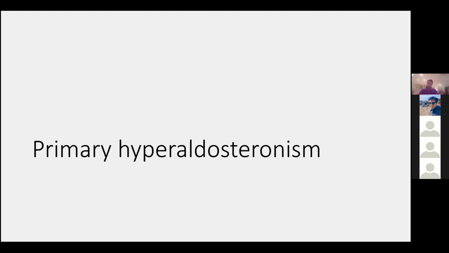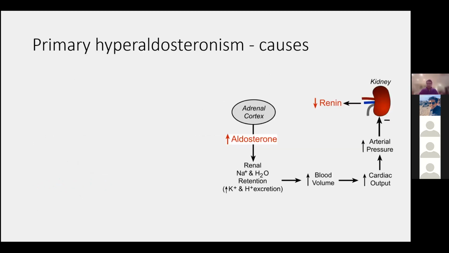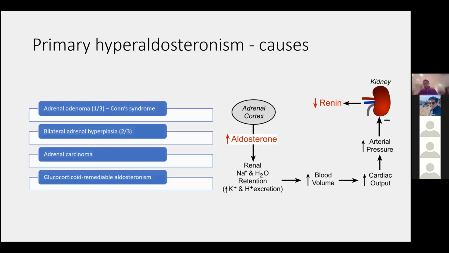So primary hyperaldosteronism. Here we have a diagram of what's going on. You have an excess production of aldosterone from your adrenal cortex. This acts on your kidneys, causes sodium and water to be retained and causes you to lose potassium. Retaining sodium and water causes increased blood volume, increased cardiac output, and increased blood pressure. And increased blood pressure will have a negative feedback effect on your renin levels and cause that to be suppressed.